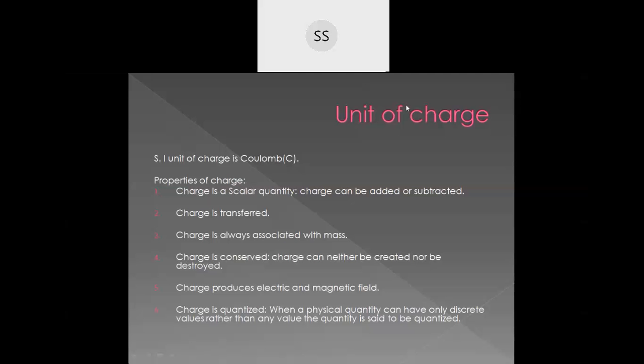Charge is conserved, that means charge can neither be created nor be destroyed.